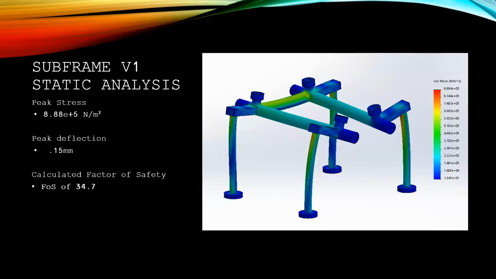When analyzing the subframes during a static test, each subframe was subjected to an applied load of 2.5 newtons, which is the equivalent to about 3 times the weight of the drone. This was done to demonstrate their ability to sustain the weight of the drone as well as a mild impact from when the drone lands. For the version 1 subframe, the peak stress was about 8.88 times 10 to the 5th newtons per meter squared, with a peak deflection of 0.15 millimeters.